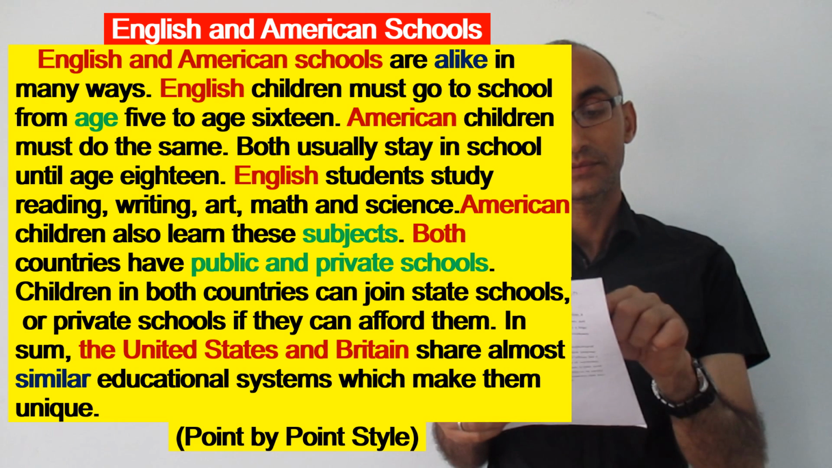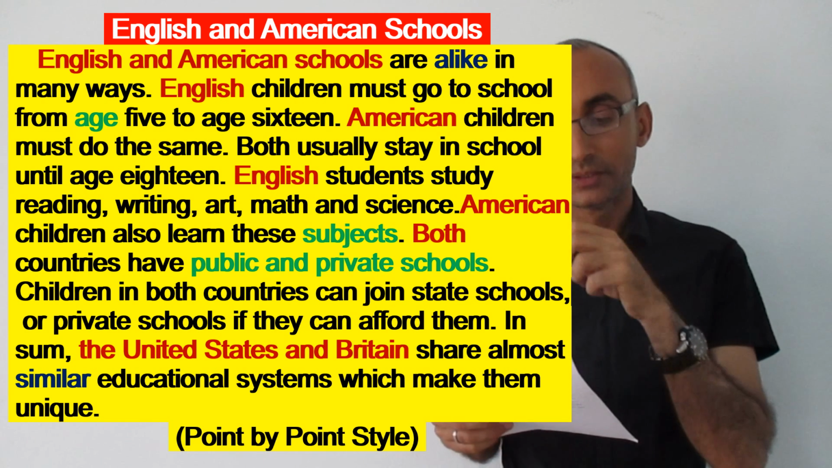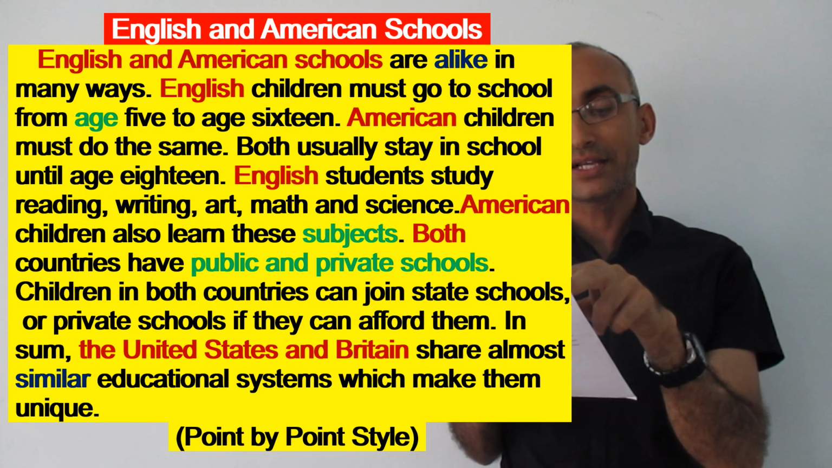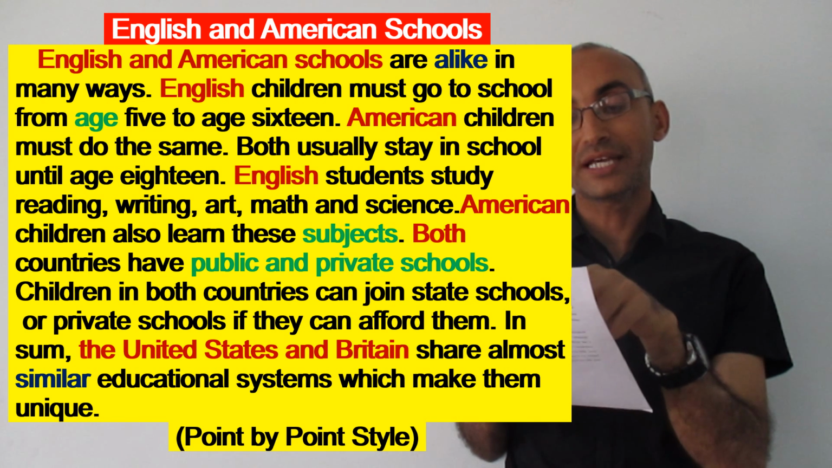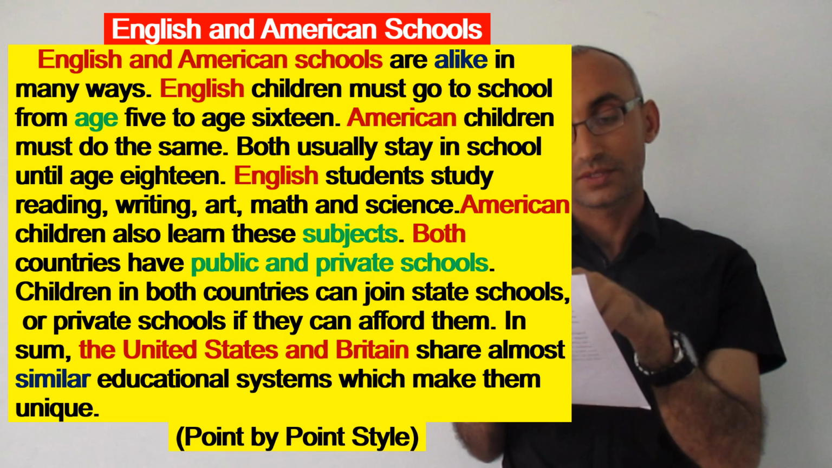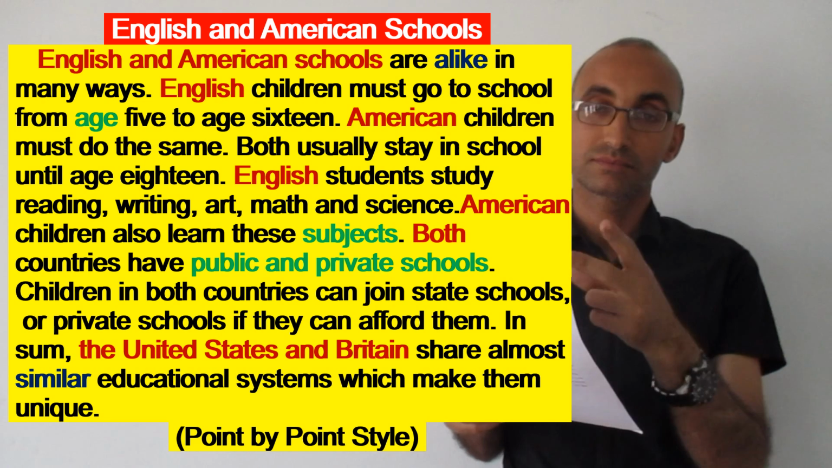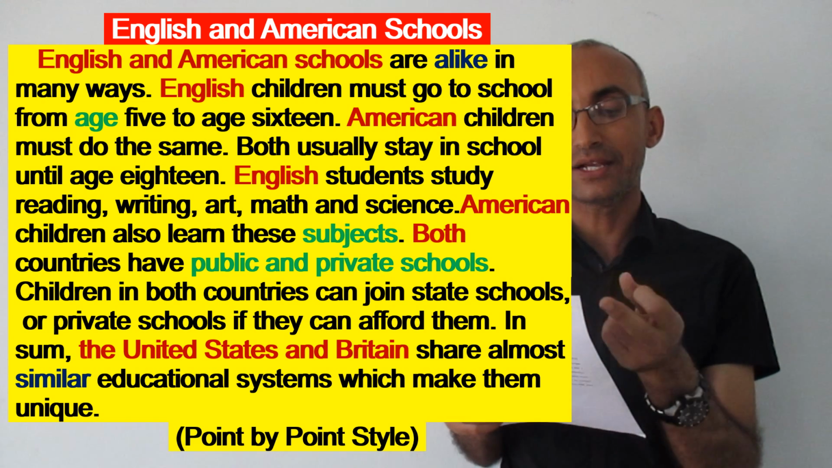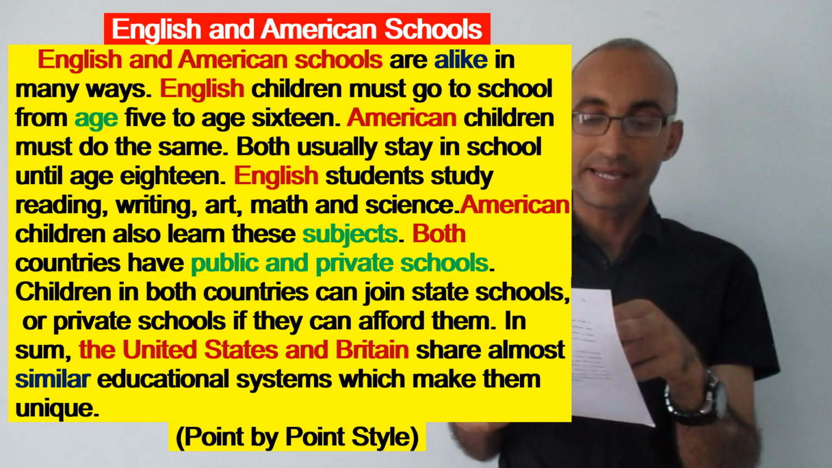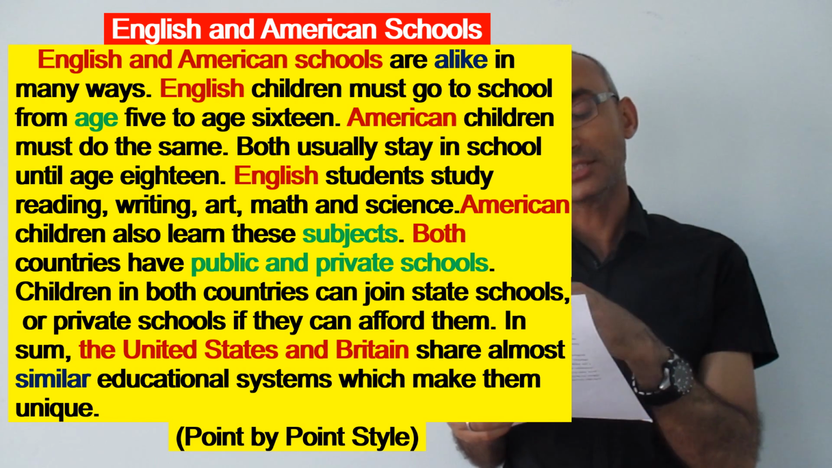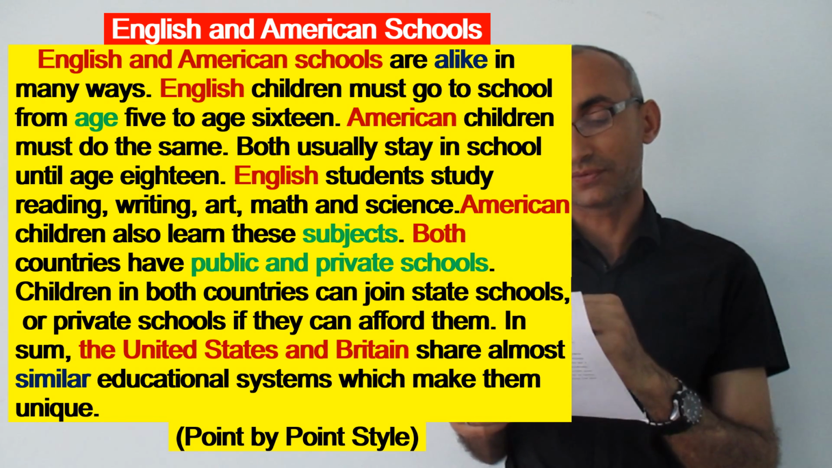So here, he starts with the first what? With the first point, which is age 5 to age 16, discussing it with regard to the English children. Clear? American children must do the same. So here, it's point by point. The first point is the age of schooling. In England, it is age 5. American children must do the same. So here, the same, you see. First point, it's point by point, like that.